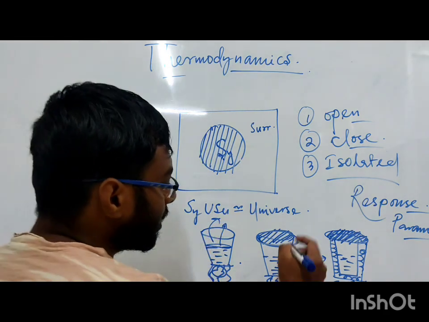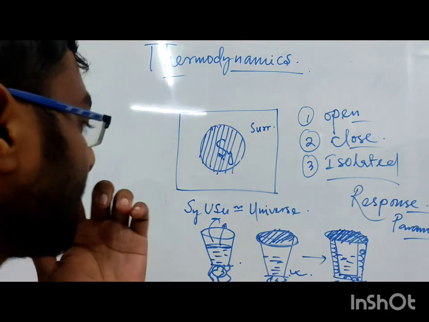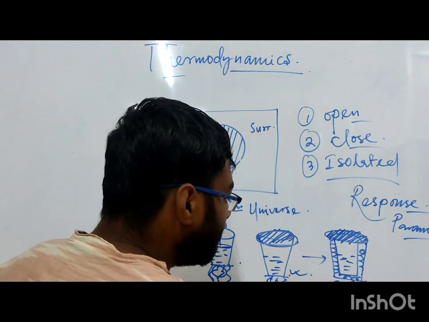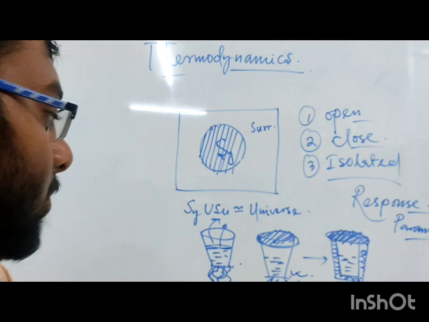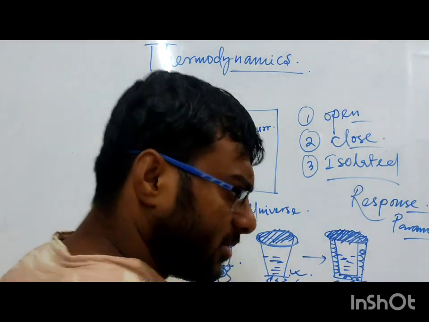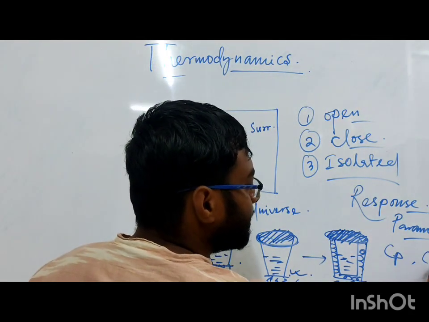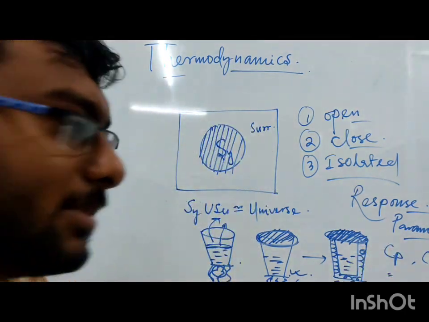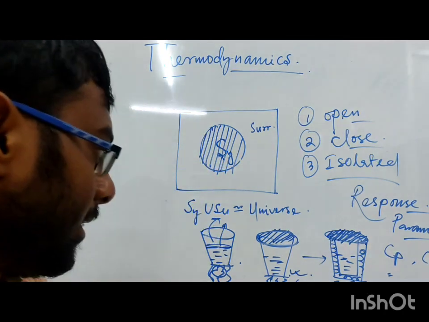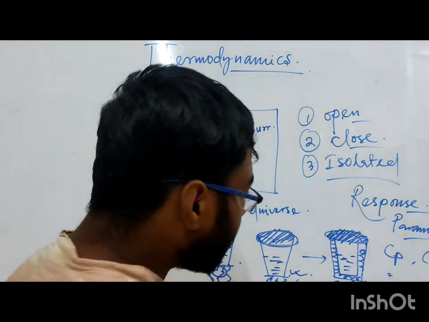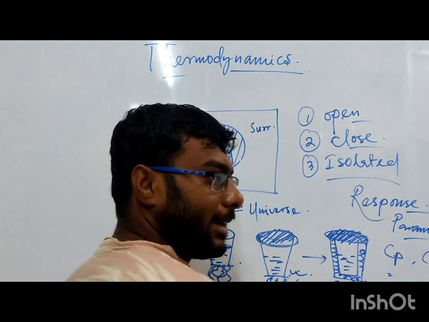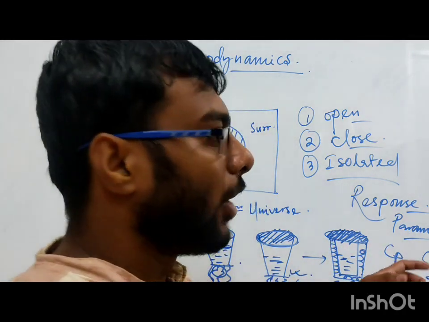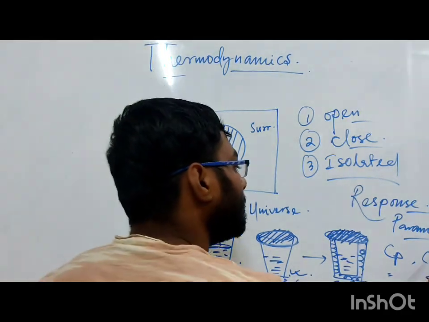And next one, the closed system. For the closed system, we can study the thermodynamic parameters P, T, V. To study this process, generally we treat CP and CV as the important response parameters. What are CP and CV? The heat capacity of matter at constant pressure is called CP, and the heat capacity at constant volume is called CV.